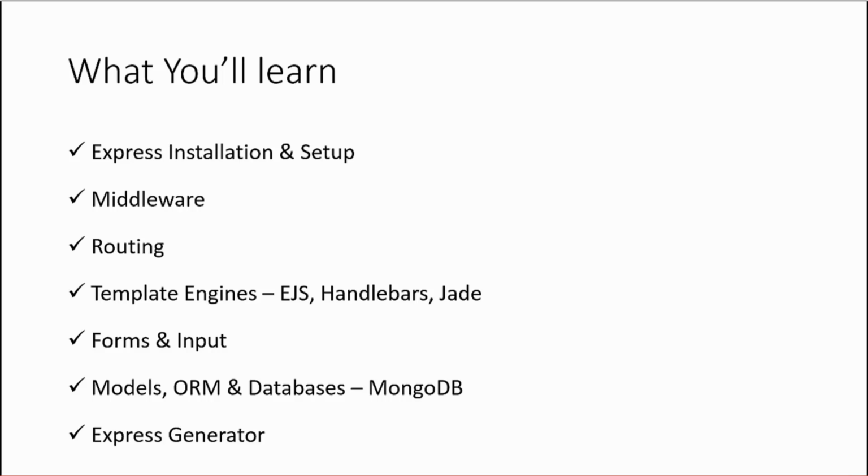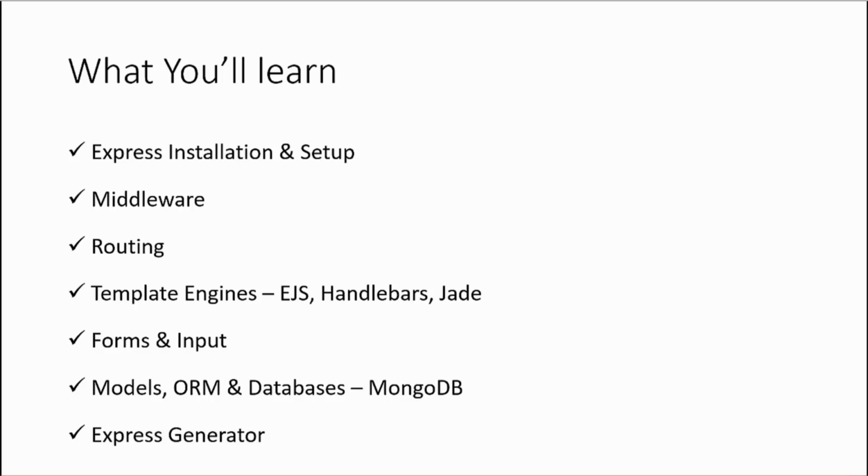I'll show you how to handle an incoming HTTP request and route that to a template engine. Some of the template engines or view engines that we'll talk about are EJS, Handlebars, and Jade, which is also known as Pug. We'll also talk about forms and input, so we can create a form in our view and submit that to our application and handle that data accordingly. And then we'll even implement an ORM with MongoDB, so something like Mongoose or MongoJS, something that will allow us to query a database.